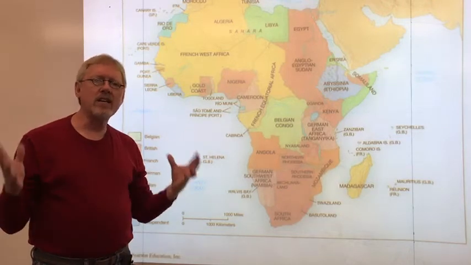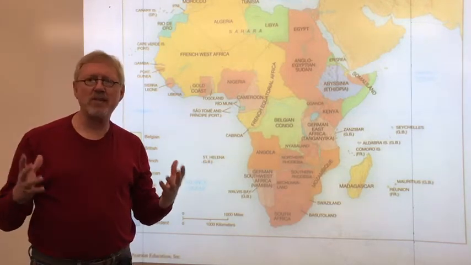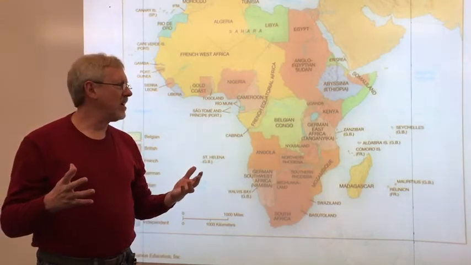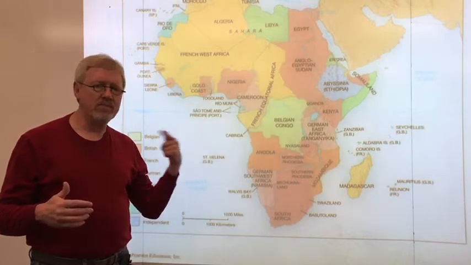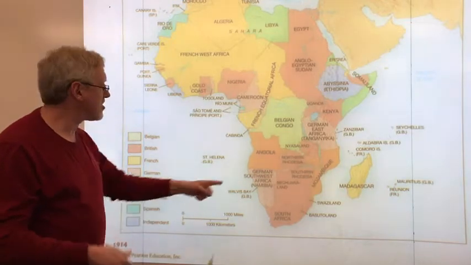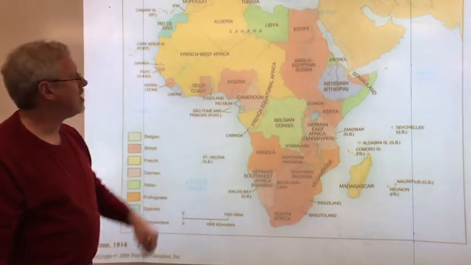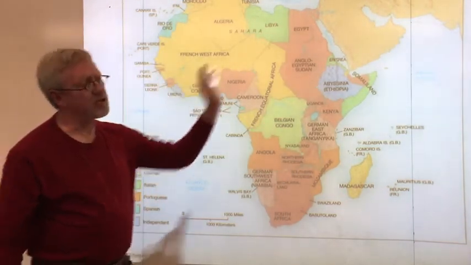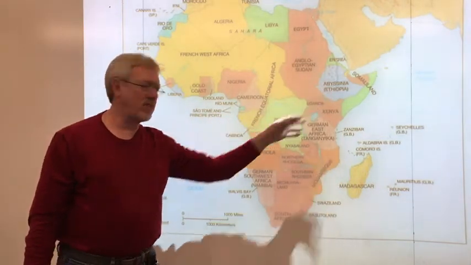who said, we don't need colonies. We're the biggest power in Europe. This will do nothing for us other than perhaps get us in trouble with the British. And he was very far-sighted with that. But still, the Germans claim some colonies in Africa, and they'll also try and claim some possessions in the Pacific.